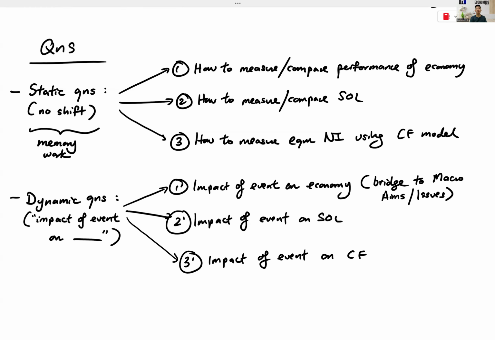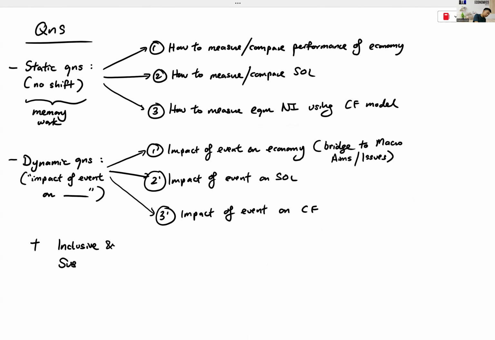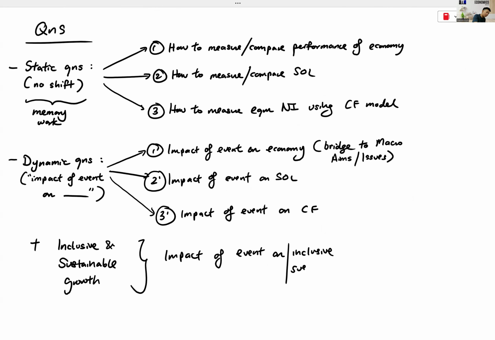And beginning about 6 years back, they introduced a new topic to beef up national income. And that topic was inclusive growth and sustainable growth. It wasn't in the syllabus back then, okay? So this is when you ask for impact of an event on inclusive or sustainable growth?